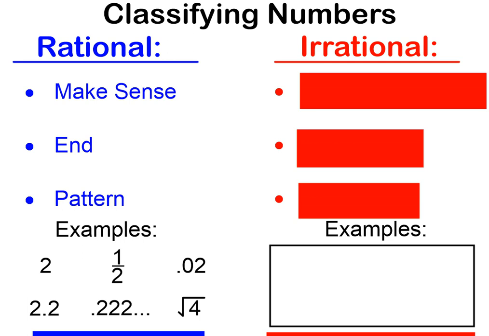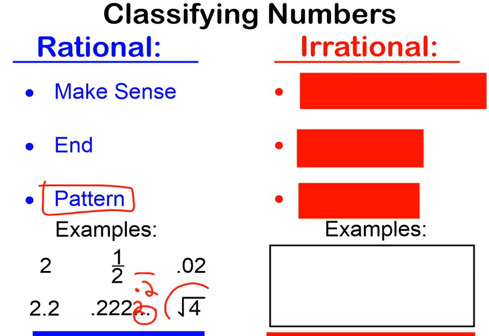Now, 0.222 goes on forever. I also could write that as 0.2 with a repeating bar over it. However, it's still rational because it has a pattern. I know the next number is going to be 2. So that's how I could say that one makes sense, because it is a pattern.